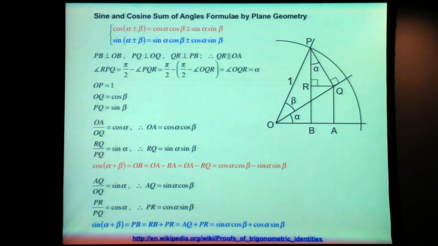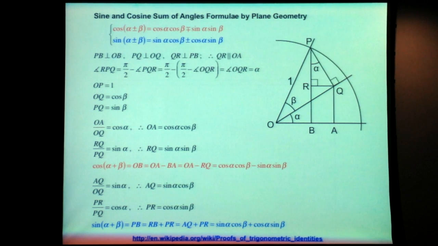So we want to have, as I said, because they turn out to be very useful, we will use them, the sum of angles formulas. The cosine of alpha plus or minus beta is equal to the cosine cosine minus or plus sine sine, and similarly the sine of alpha plus or minus beta is equal to the sine cosine plus or minus cosine sine. How to get this by plane geometry.